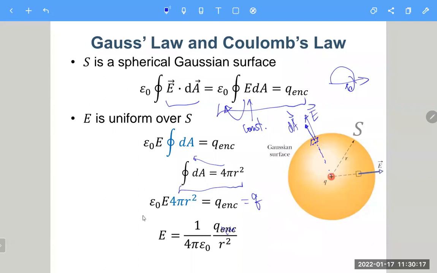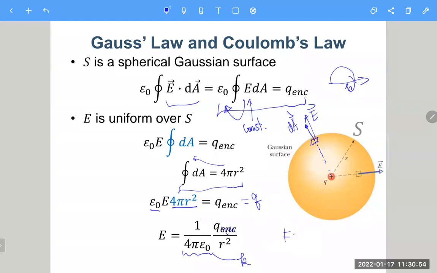So finally, moving these terms to the right side, we get E equals 1 over 4 pi epsilon naught, which is actually K, times Q enclosed, or Q here, over R squared. Which is actually the same as what we got using Coulomb's law.